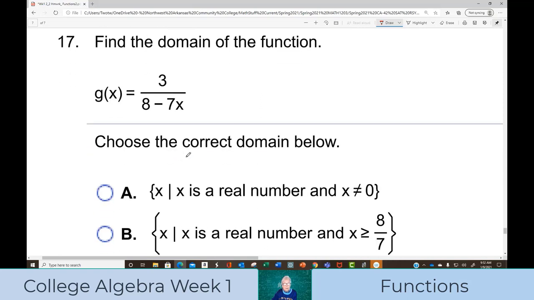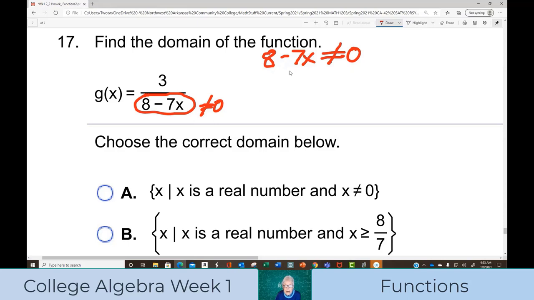Okay, one more, and then we take a quick break and go on to the rest of the homework. So again, we have a denominator that could equal 0. We have to guard against it being 0. Why? Because it says find the domain. Find the domain. Okay, 8 minus 7x is the denominator, and it cannot equal 0. So 8 minus 7x cannot equal 0.